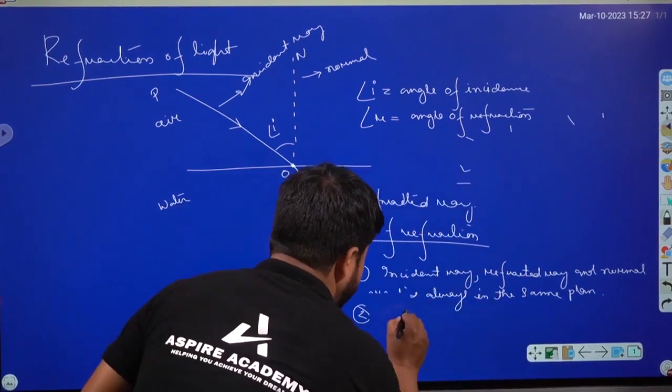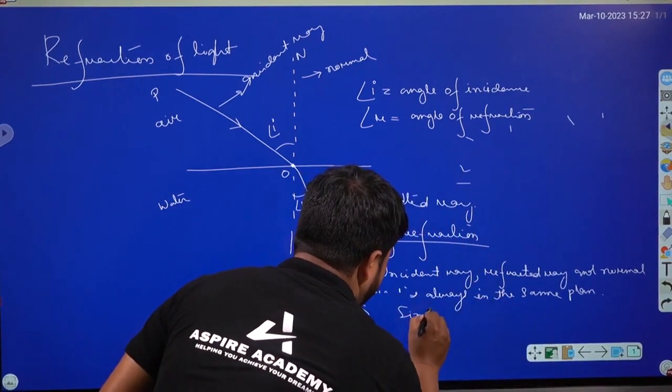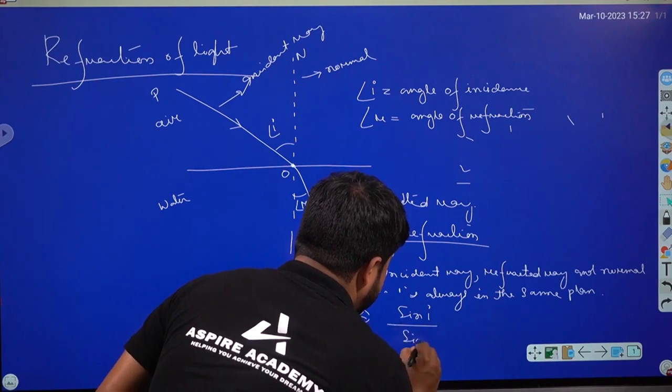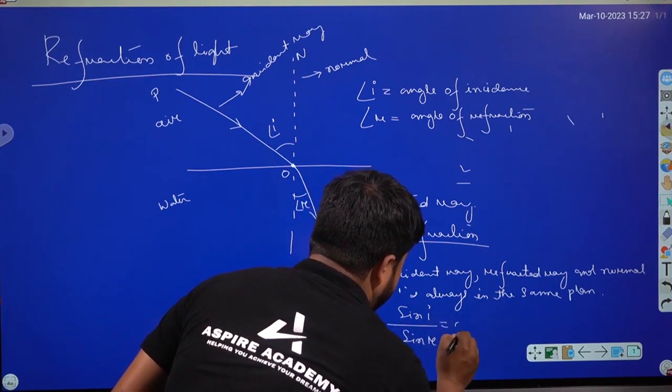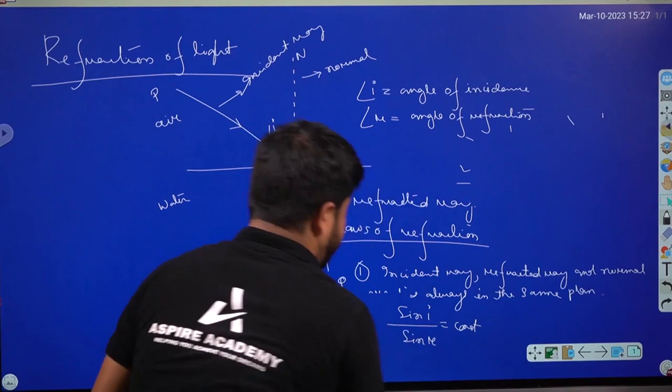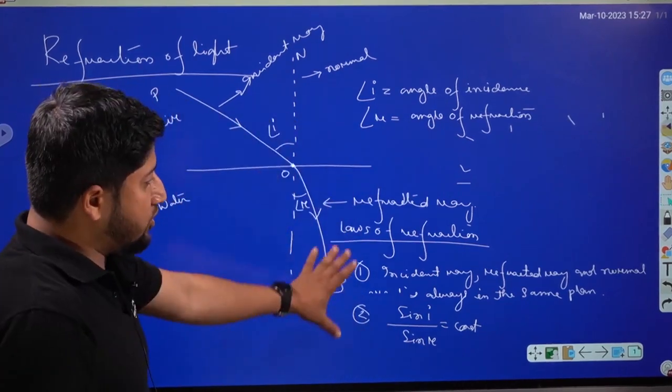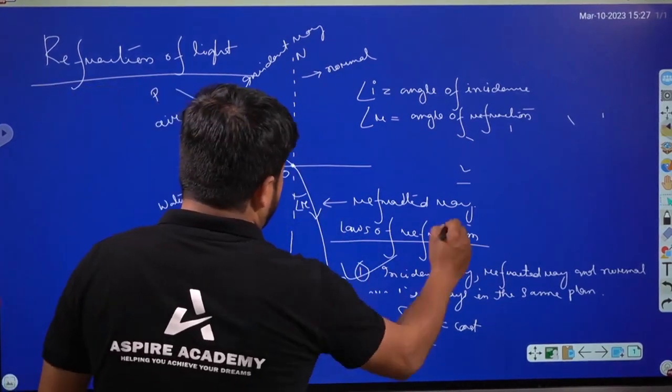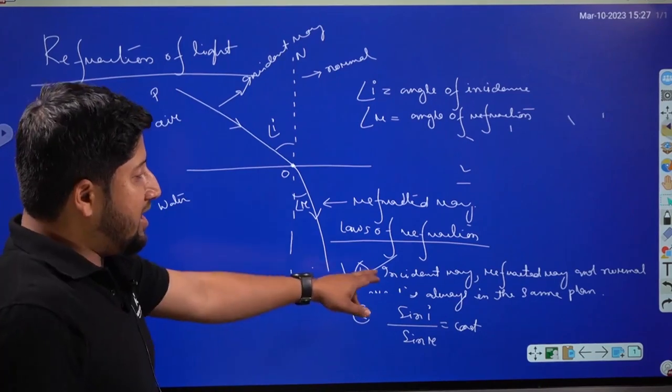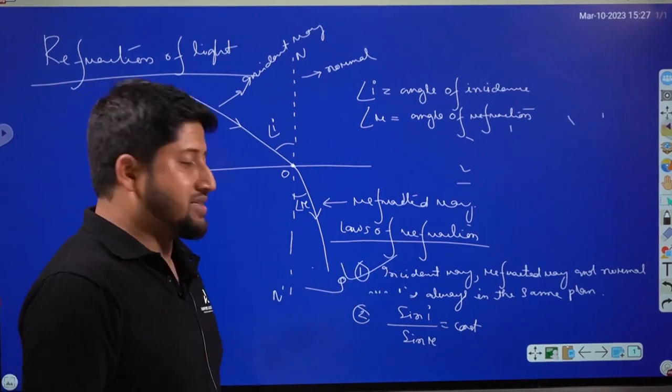Sine of incidence divided by sine of refraction is a constant. So these are the laws of refraction. The first one is that the incident ray, the refracted ray, and the normal are in the same plane.